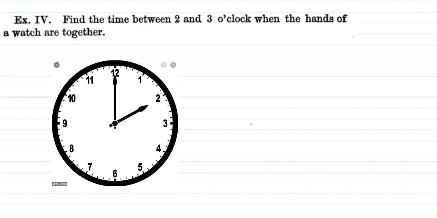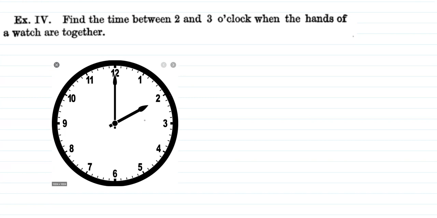Hello everybody. Today we're going to answer this arithmetic problem about clocks. Find the time between 2 and 3 o'clock when the hands of a watch are together. So it can seem like a tricky problem at first. We just have to think about it.